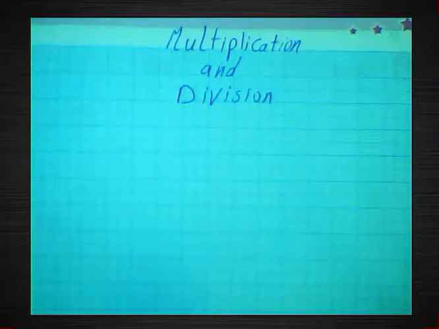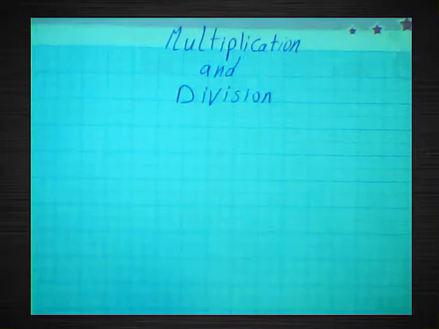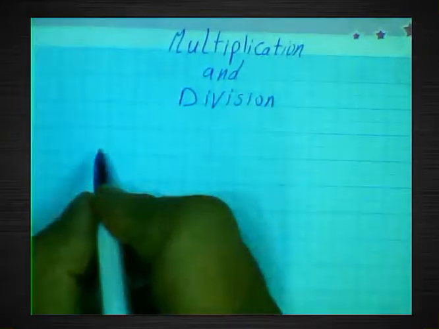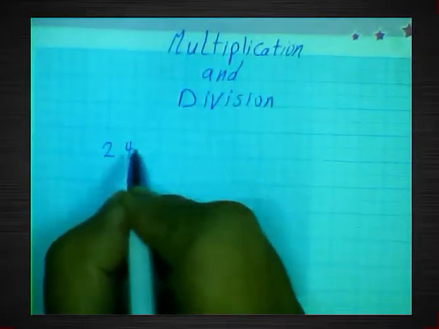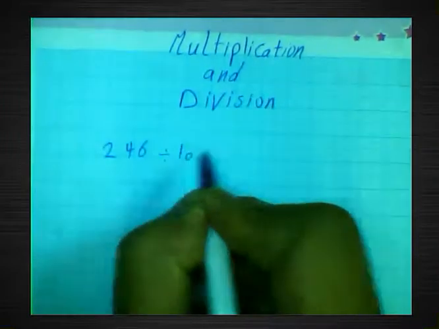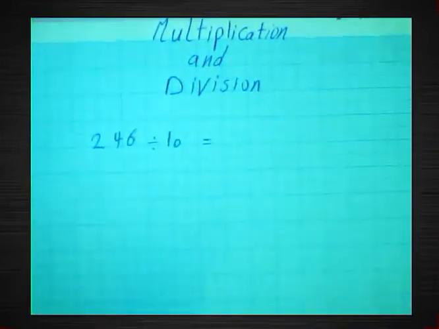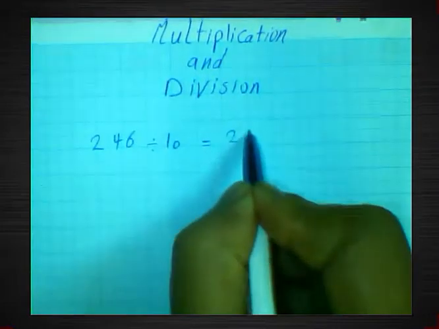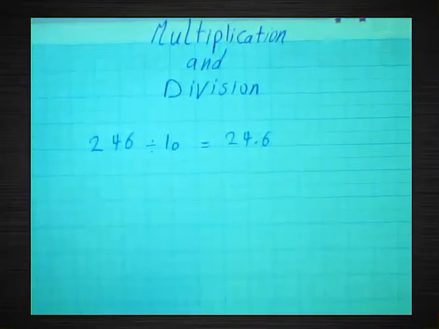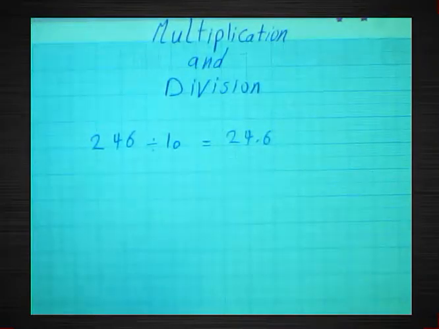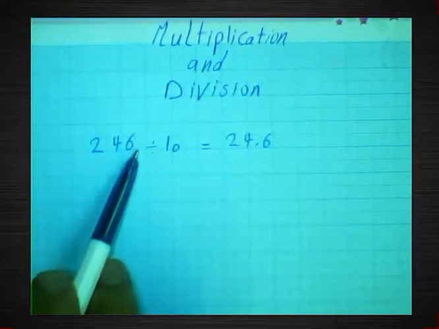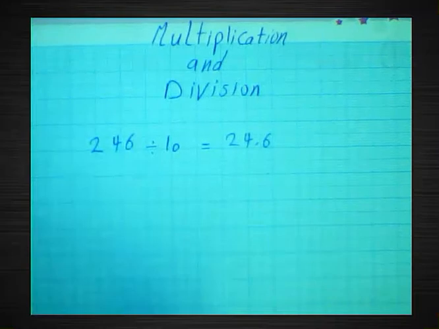Today we are going to talk about multiplication and division by 10, 100, and 1000, and how we solve any problems. First, what if your teacher gives you this example, 246 divided by 10? We must put the point after one digit, from the left hand side. The result will be 24.6. So if you want to divide by 10, you must move the point one place to the left-hand side and write the point.